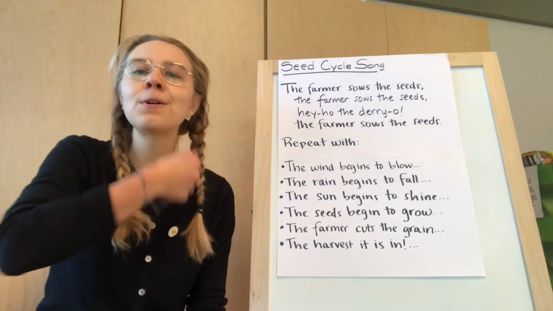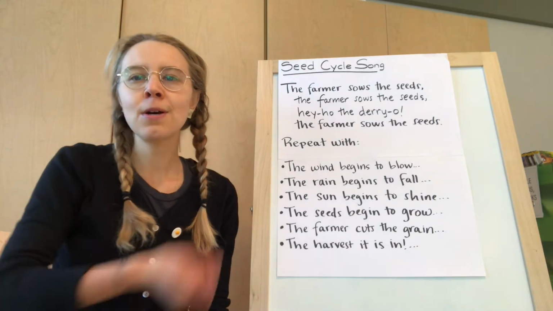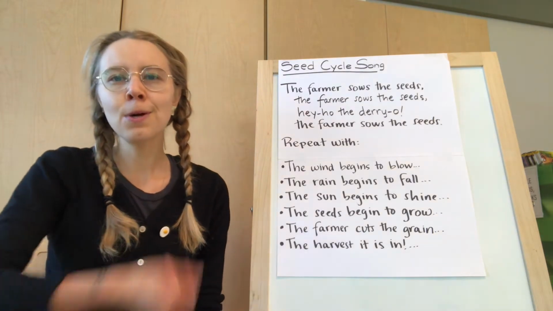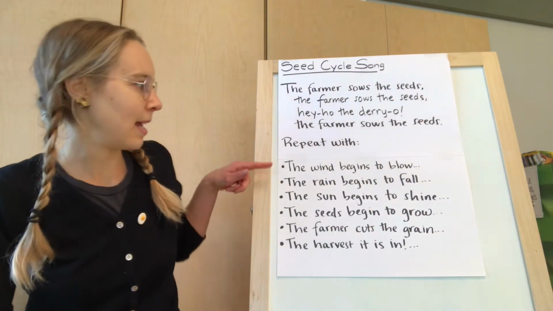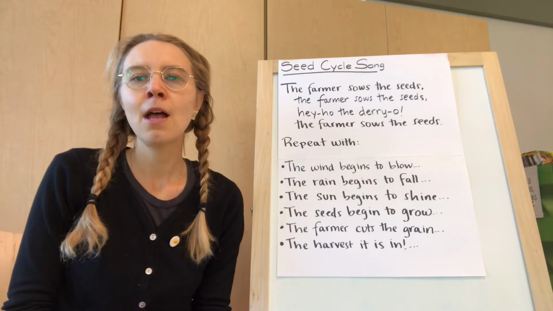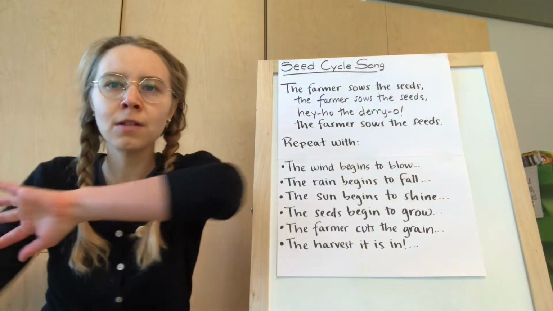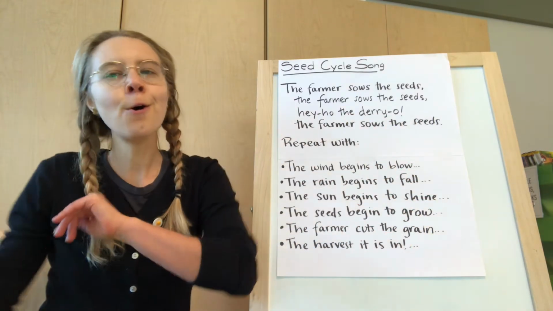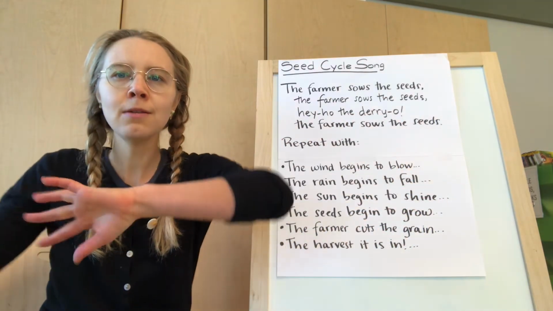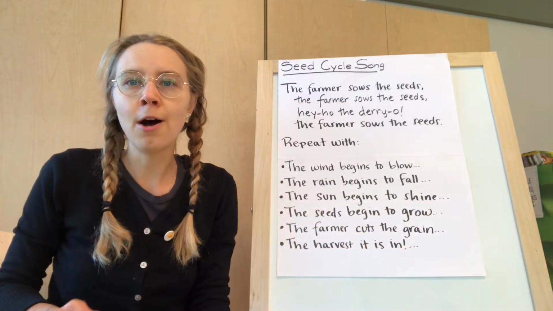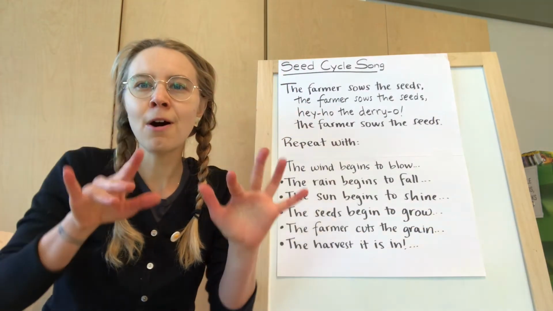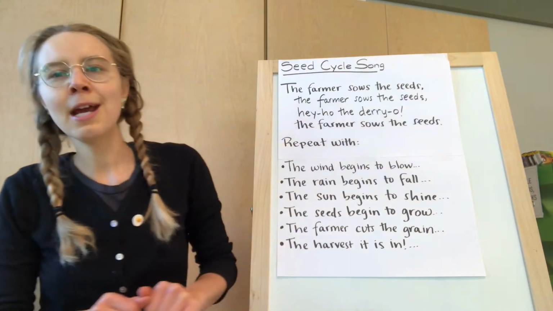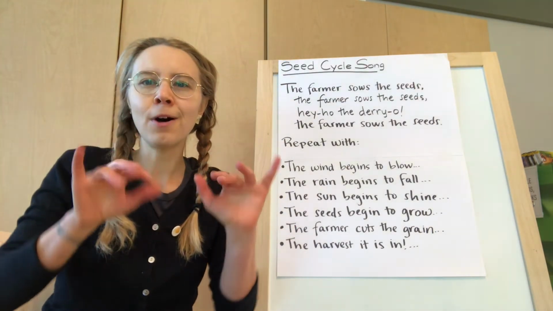The farmer sows the seeds, the farmer sows the seeds. Hey ho, the dairy-o, the farmer sows the seeds. And then the next verse. The wind begins to blow, the wind begins to blow. Hey ho, the dairy-o, the wind begins to blow. The rain begins to fall, the rain begins to fall. Hey ho, the dairy-o, the rain begins to fall.